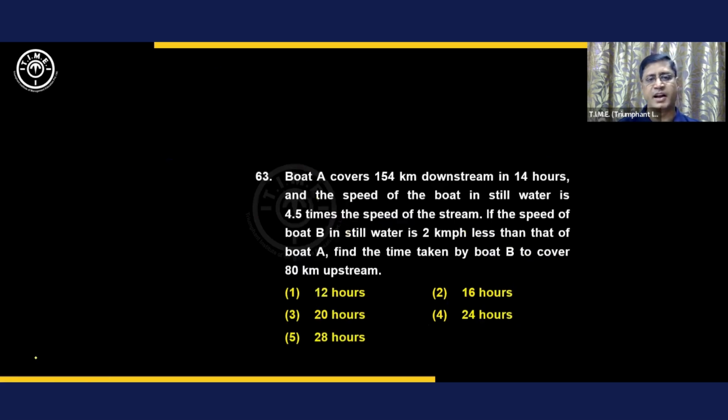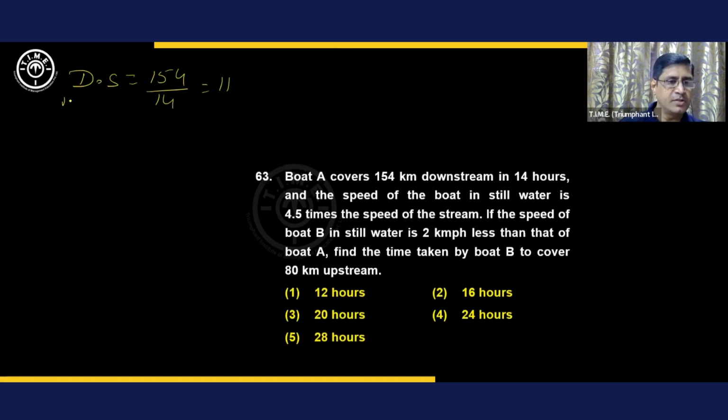Choice 4 is the correct answer. Now look at the next example. Boat A covers 154 kilometers downstream in 14 hours. Downstream, how much here? 154 kilometers in 14 hours. What is the speed of the boat downstream? That is 11 kilometers per hour.